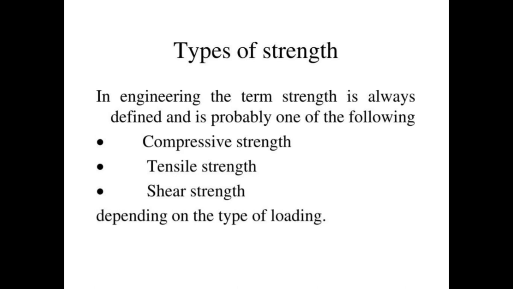A load or a force which is acting towards the body is known as compressive strength, whereas tensile strength is the force which is pulling the total body outwards. A shear strength is a load which is acting tangentially to the body. It all depends upon the type of loading, right?